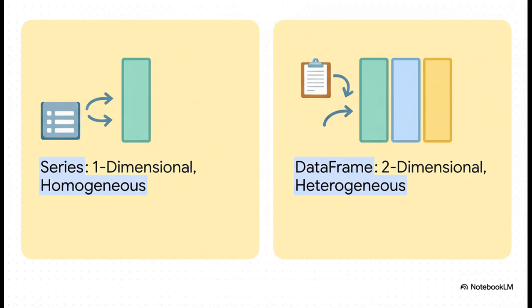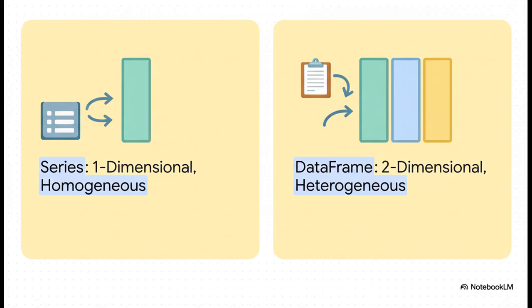You know, the best way to really wrap your head around a series is to see it next to its more famous older sibling, the data frame. So if a series is one column, a data frame is the whole spreadsheet. A series holds one type of data, like just numbers, while a data frame can have a column of numbers right next to a column of text.